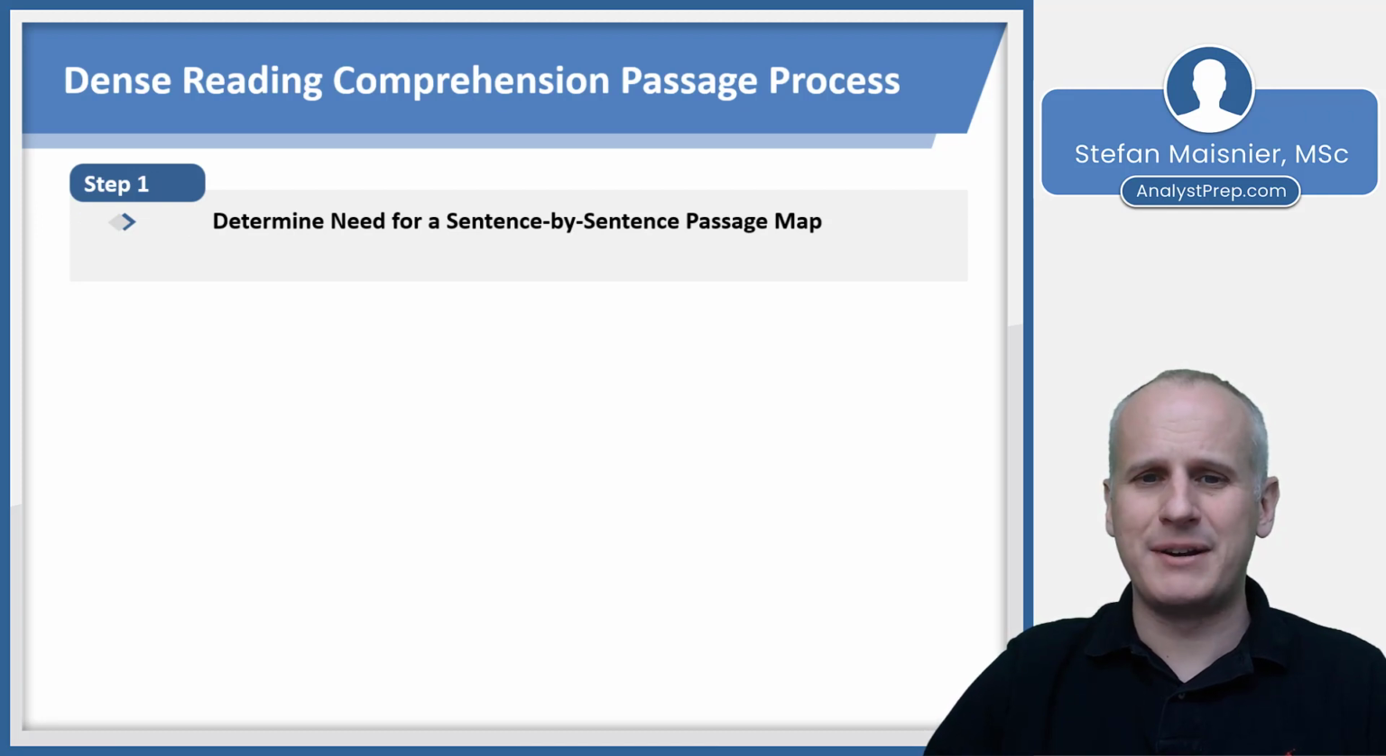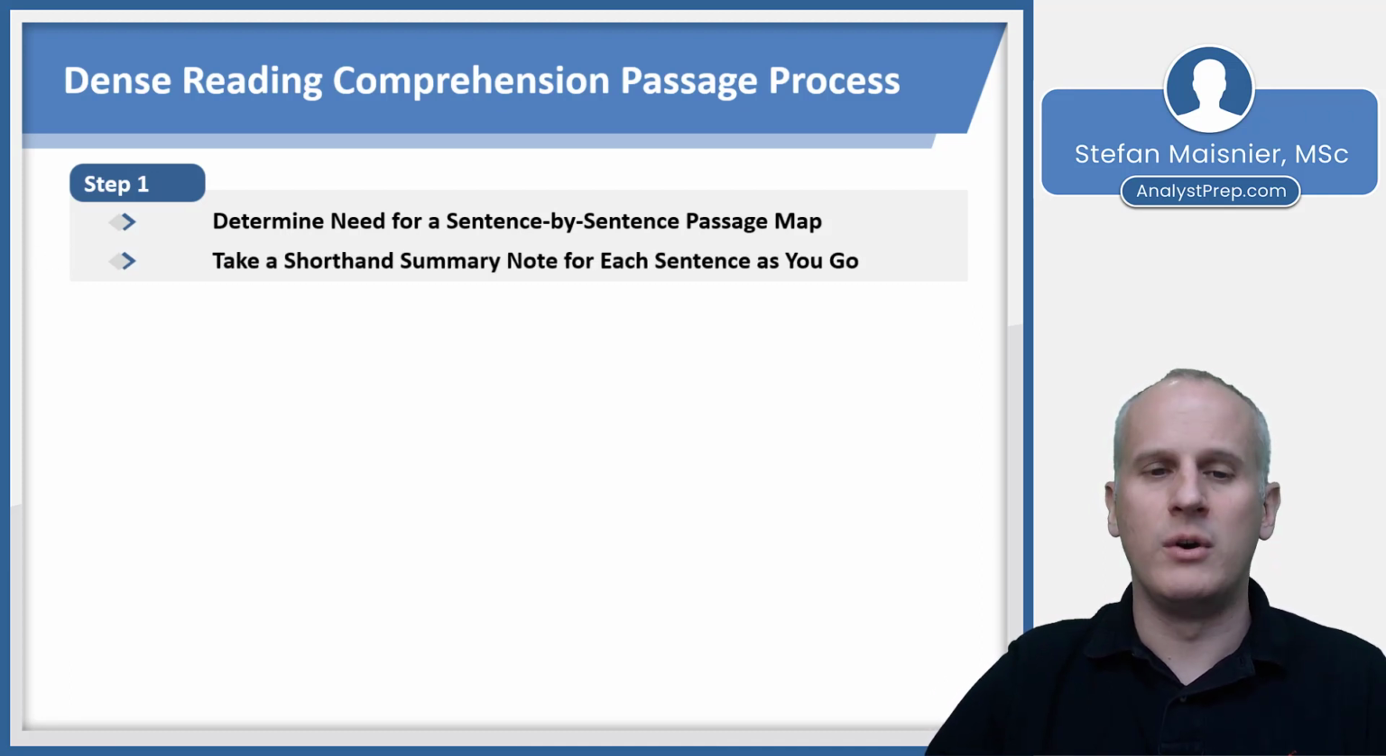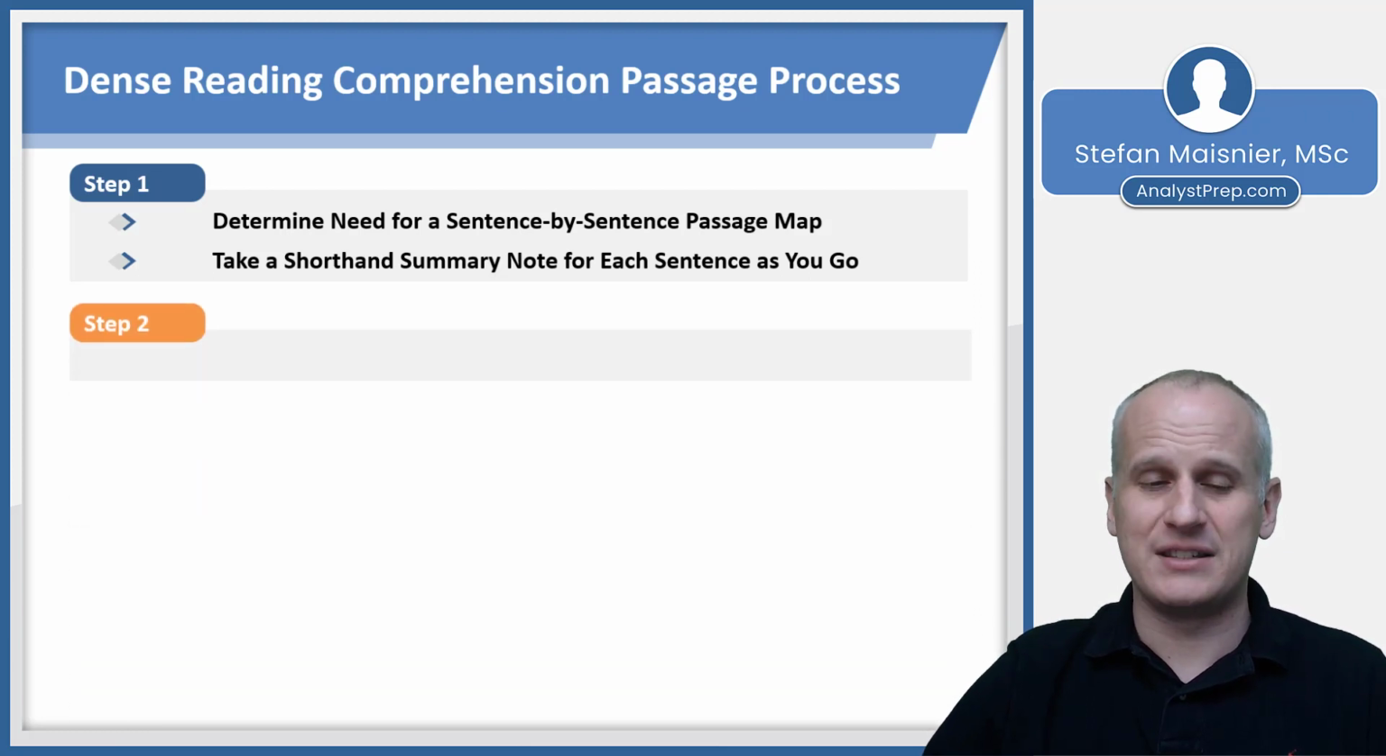First, determine a need for a sentence by sentence passage map. It's not something you want to do all the time, but if you find yourself a couple of sentences into a passage that's dense, one paragraph, and you're like, I'm getting lost, force yourself to do this to force the engagement, because otherwise you'll quickly end up missing 3 or 4 questions in a row. You'll then take a shorthand summary note for each sentence as you go. Remember to use acronyms and shorthand to help with the things that are more obscure in terms of technical terms.